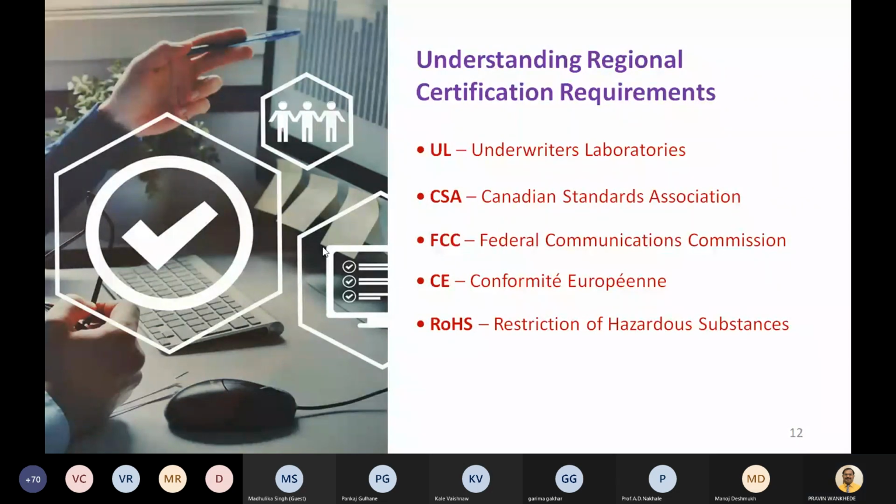So I hope you are understanding. FCC has two types of certification. One is intentional radiator certification, another is non-intentional radiator certification. If the product intentionally radiates RF waves, then it has a stricter certification process, and that costs more. And if it is a non-intentional radiator, then generally the cost and the process required for such devices is less.